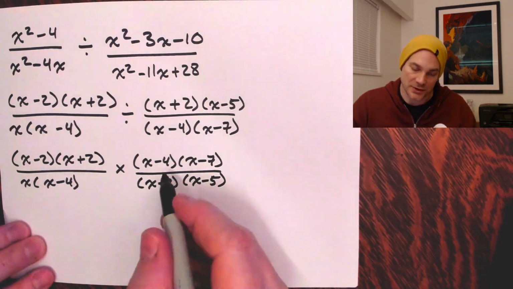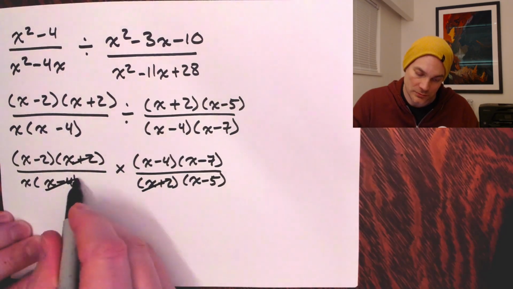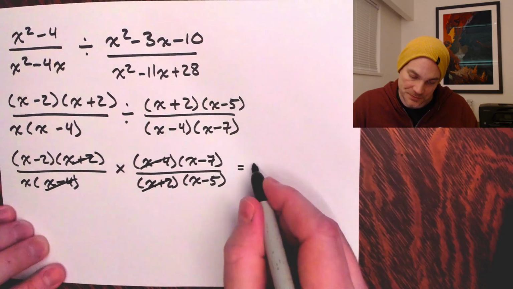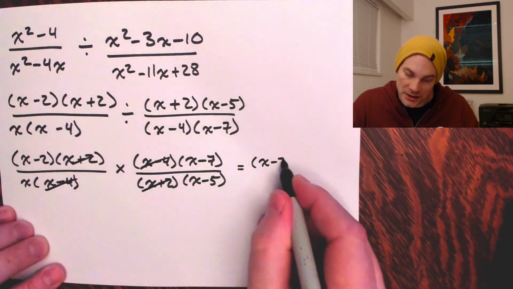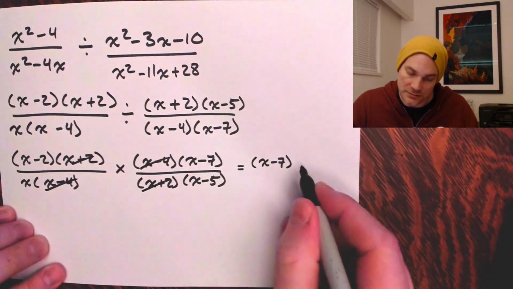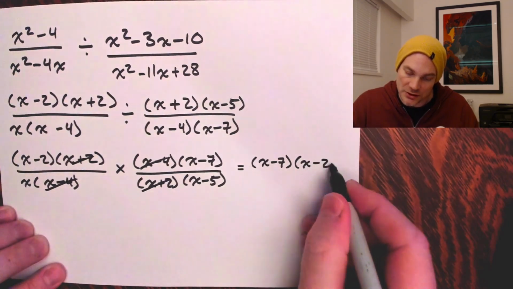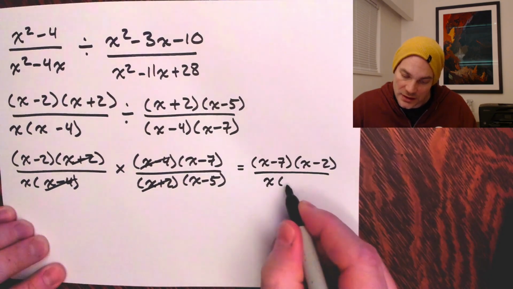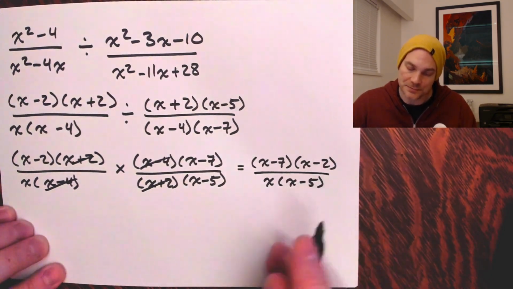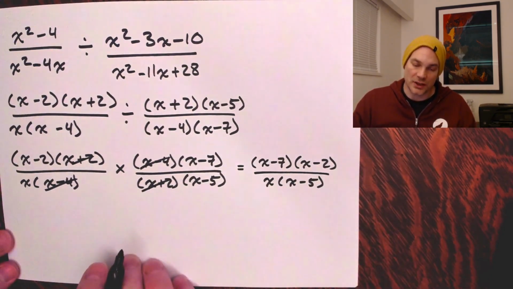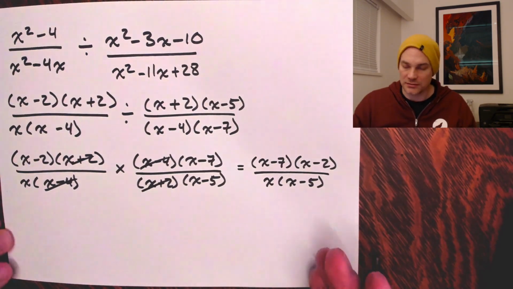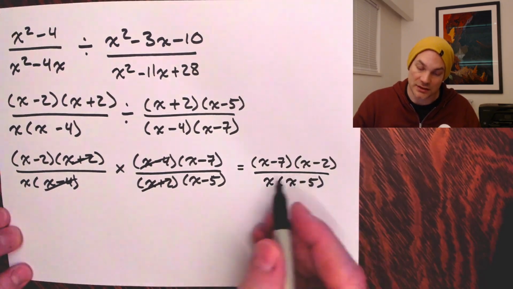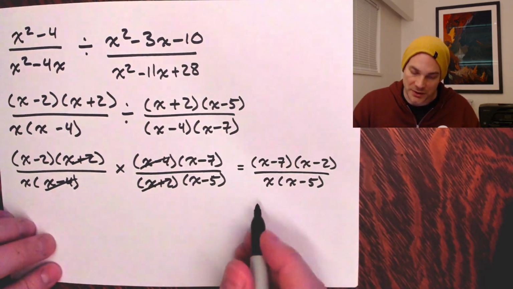Okay, so now we can simplify. So what we have is x minus 7, x minus 2, x, and x minus 5. Okay, so we've gone through. This is as simple as it's going to get, but we have to go through and make our conditions that the denominator cannot be 0. So we have quite a few here.